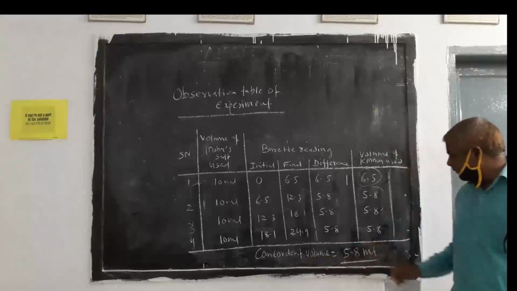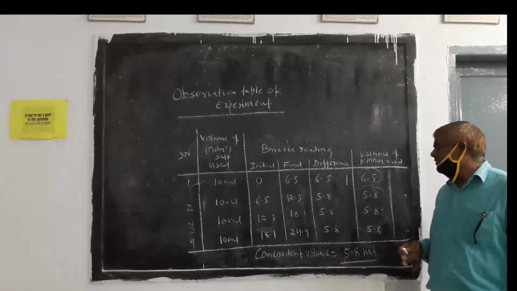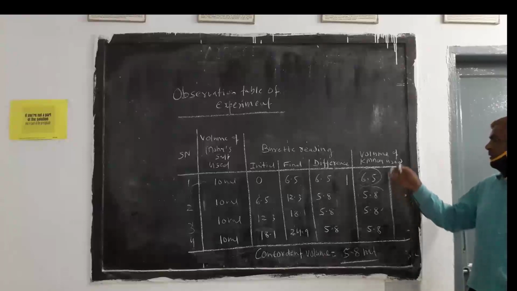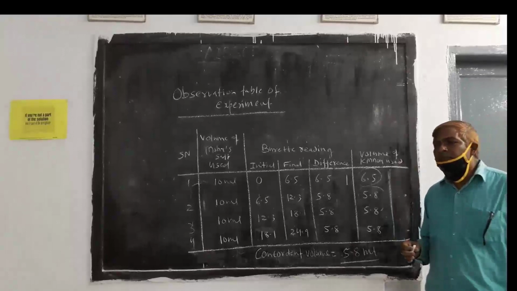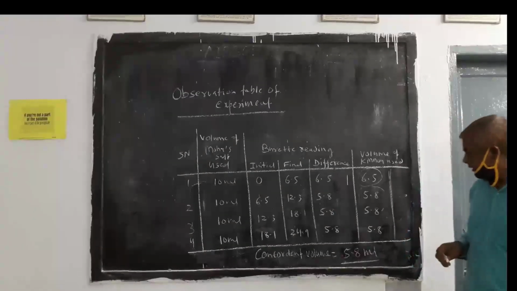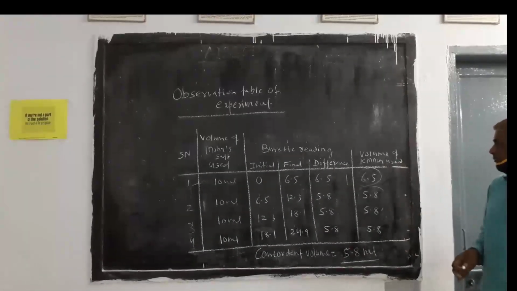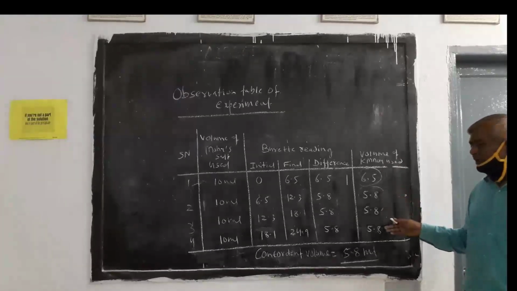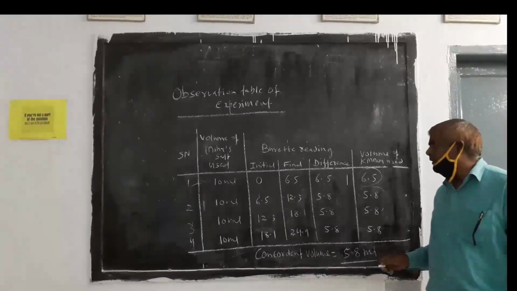It is 5.8 ml. Concordant reading: many times we find that the student records the volume of KMnO4 used as different values, 5.6 written, 6.1 written, 9.8 written, and finds the mean value. That is not correct. The correct value is the one where the volume of KMnO4 used is similar three times: 5.8, 5.8, 5.8. Three readings were similar, so the concordant volume is 5.8 ml.